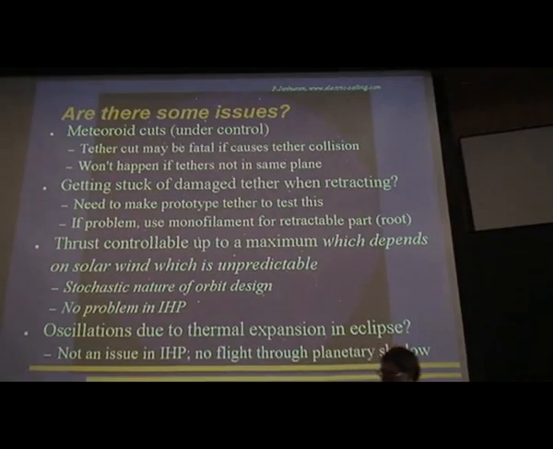Okay, so then there are some issues. Of course, every technology has some kind of list of issues. So this is ours. Perhaps I won't go into these details now, but you can see that. Very shortly: micrometeor cuts are under control. Then there are some mechanical things related to reeling of the tether, but there are at least two ways to resolve this, and at least one of them certainly works.